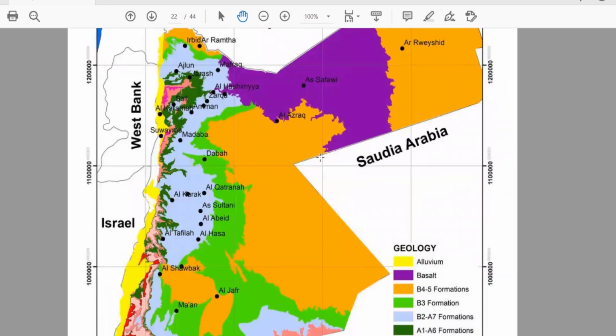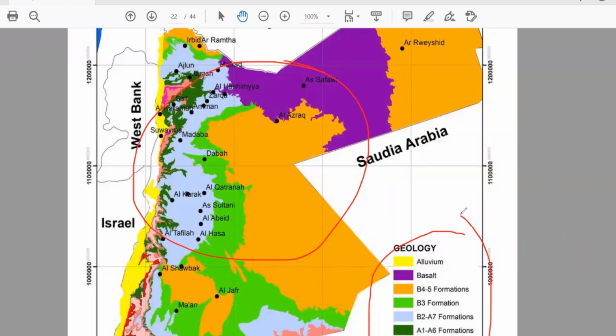For example, I'll say basalt. Okay, basalt is here. In which area is basalt found? I'll say the Safawi area, like this. And where is the B3 formation? You can say Al Jawf, Al Hasa, like this. I'm just giving the examples so you will be aware. I'm saying that if they give you a graph like this, they will give you the key also.